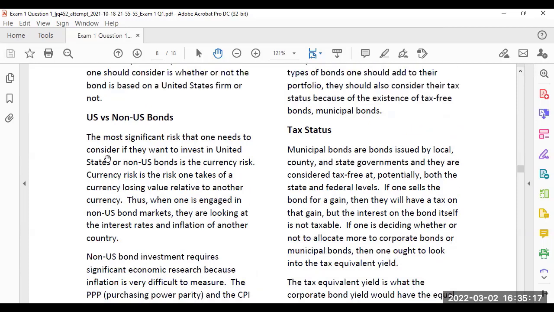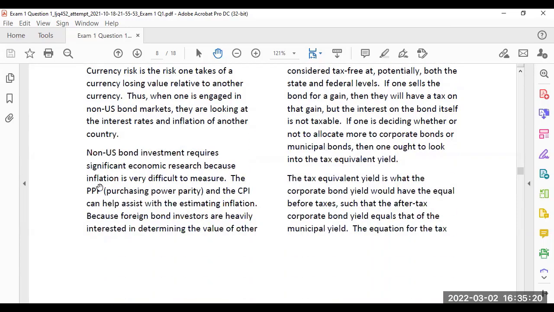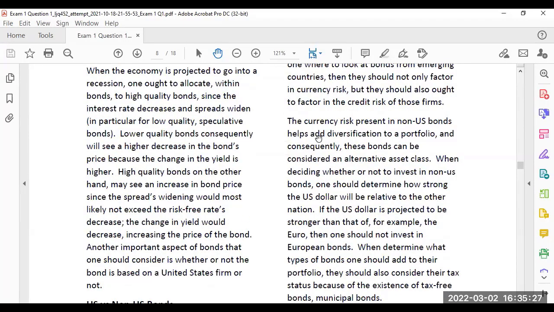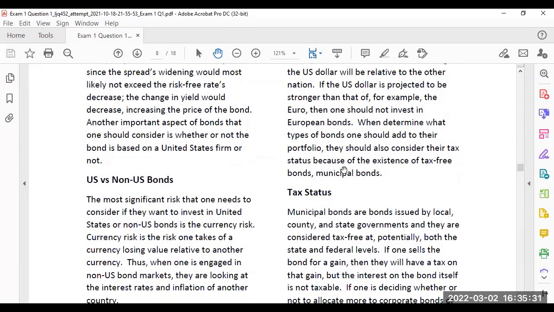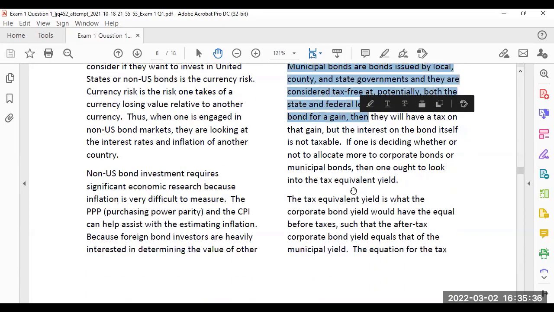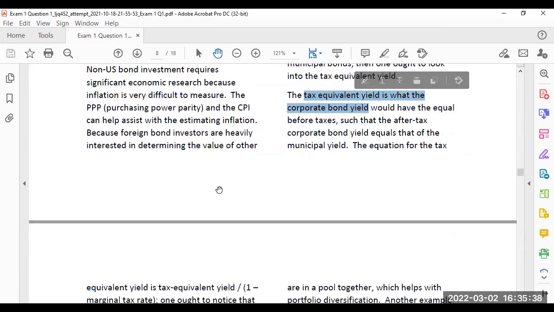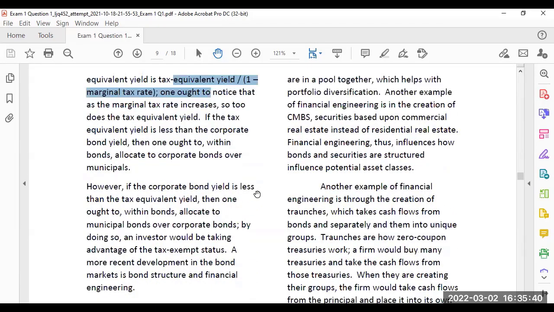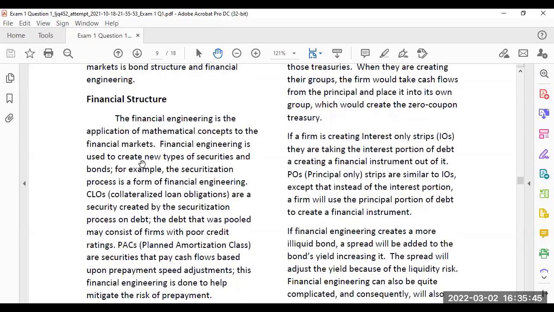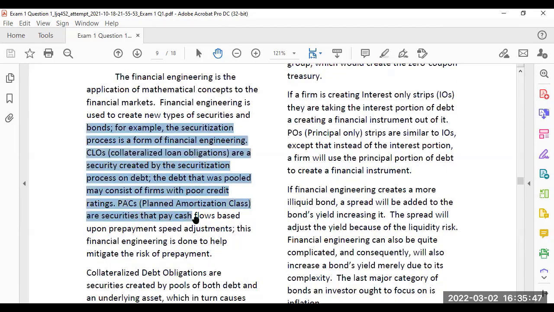US versus non-US. He goes into PPP and the CPI, and he does a lot of extra there. Currency risk present in non-US bonds helps add diversification. That's true, but it adds a lot of risk. Municipal bonds are tax-free, tax equivalent yield. He gives that formula. He talks about the strategy, financial structure. He really went overboard.